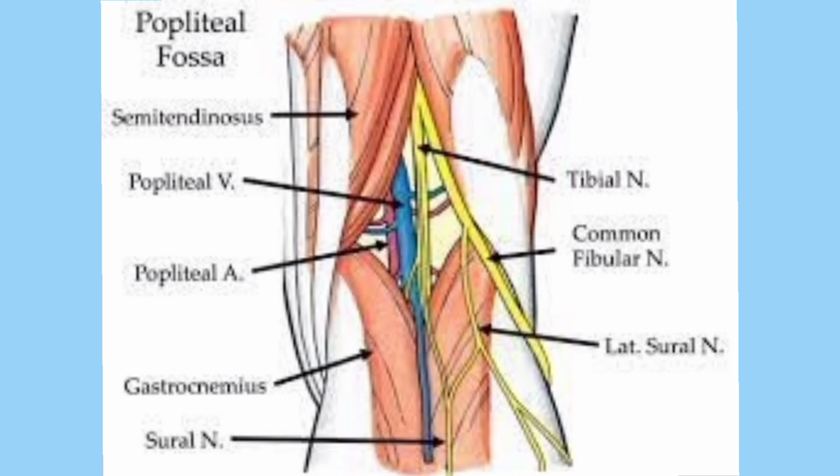Besides this, you will get the different nerves arising from the tibial nerve, branches arising from the popliteal artery and different tributaries of the popliteal vein, and also you will get different lymph nodes in the popliteal fossa. They are called the popliteal group of lymph nodes. So all these are the important boundaries and contents of popliteal fossa. That's all.